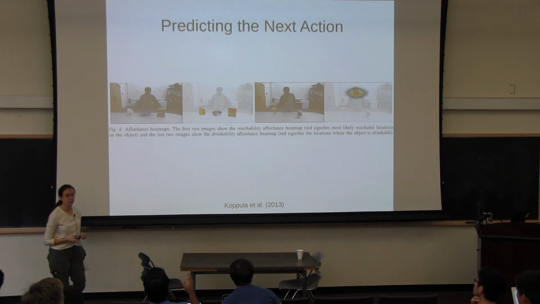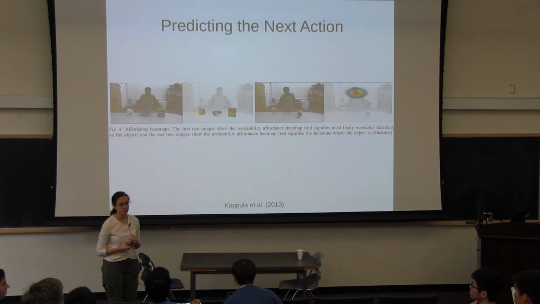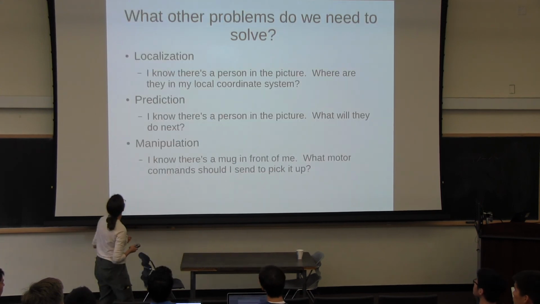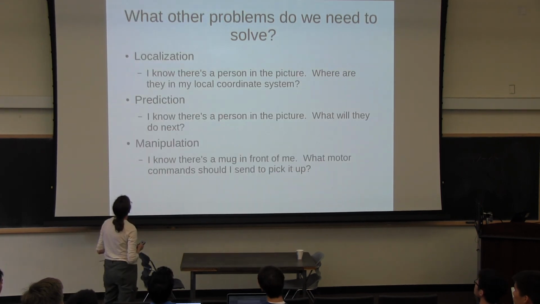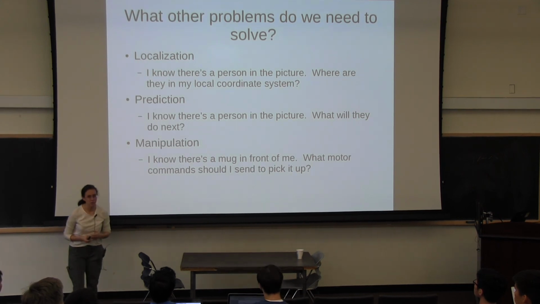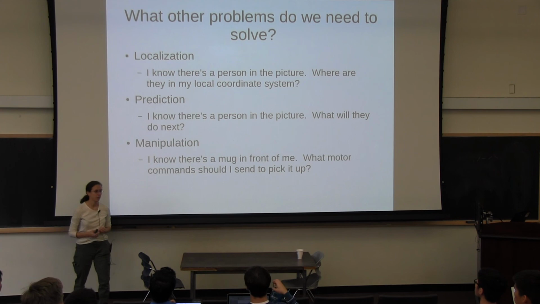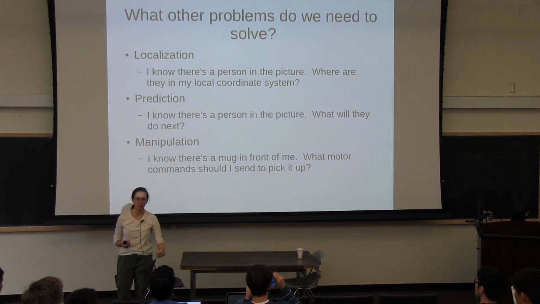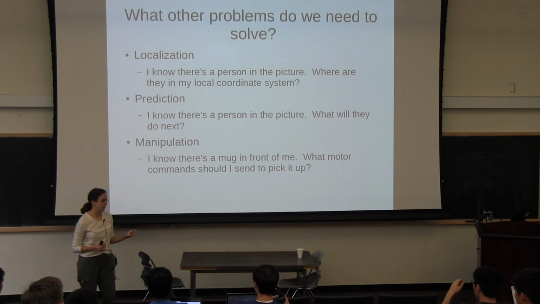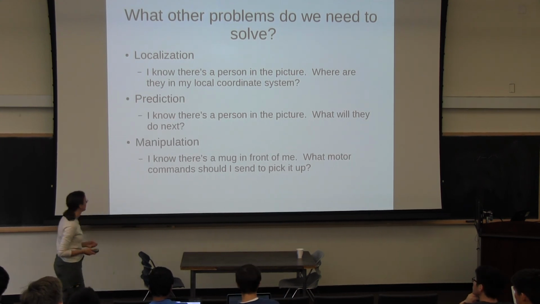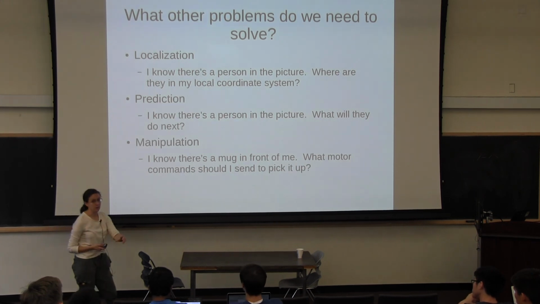What else? If you recognize an object, you might want pose estimation to figure out how you should handle it. So pose estimation: I know there's a mug with these pixels, but if I'm a robot and I want to move my arm to pick up the mug, I've got to know exactly where it is so that I can move my arm in that space and actually make that pickup happen. What motor command should I send to do this?